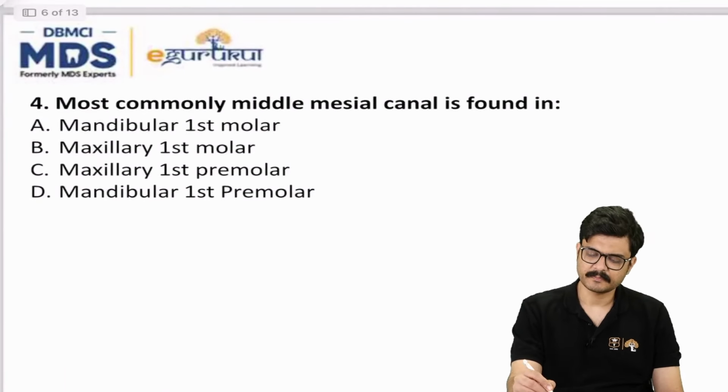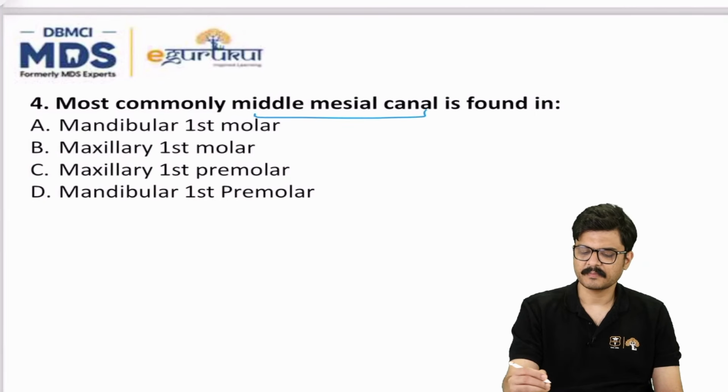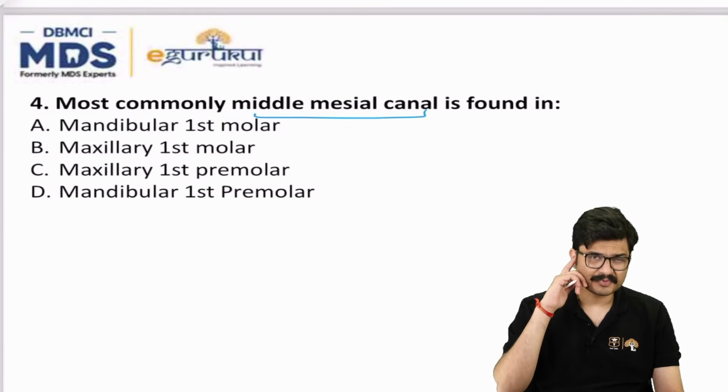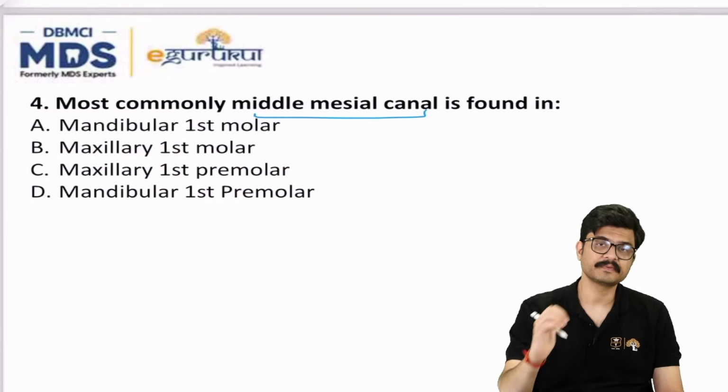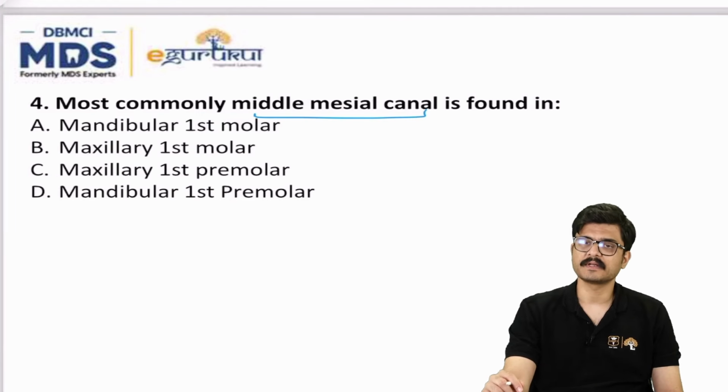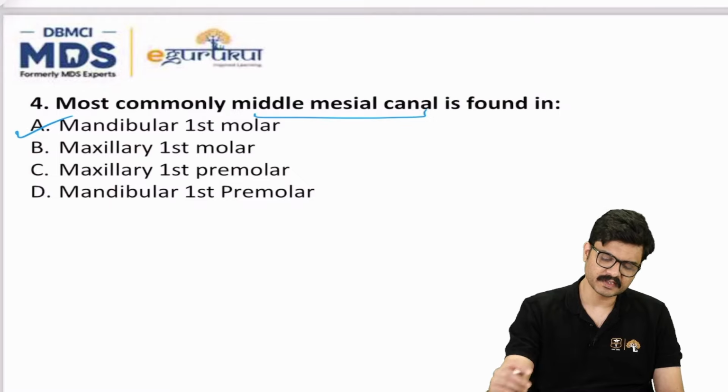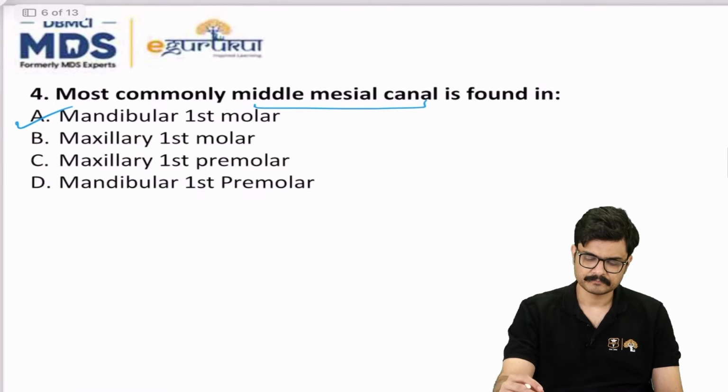Most commonly, the middle mesial canal. A middle mesial canal is found in up to 15% of cases in the mesial canal of the lower molars, lower first molar. So mandibular first molar is the answer, guys, right?